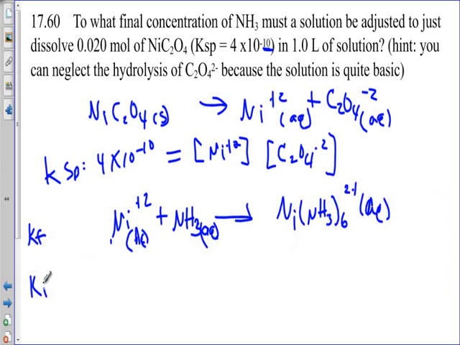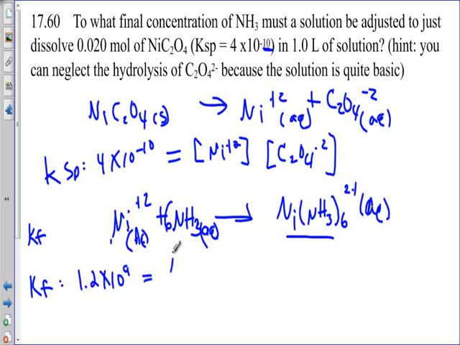Well, let's do it down here. Kf is equal to 1.2 times 10 to the 9th. And I need 6 ammonias here. It actually gives me this equation. And that's going to equal, let's write the equilibrium expression. So it's going to be this over this times this, right?